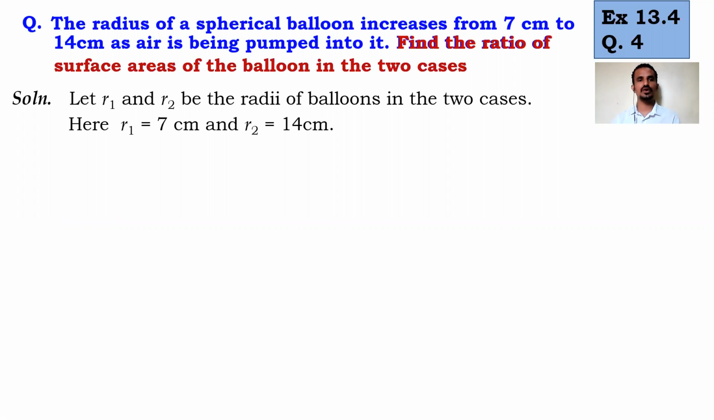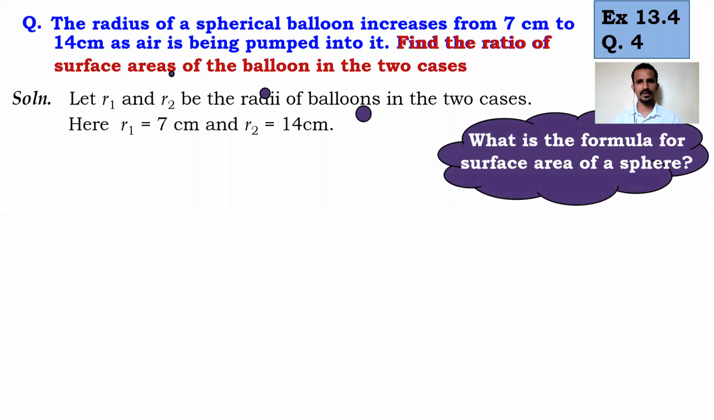And we have to find the ratio of the surface area of the balloon in 2 cases. So just take the areas in 2 cases and take their ratio. As simple as that. Okay. So you have 2 options. Either you find out the area in the first case, then you find the area in the second case, and you take their ratio. Or you can directly put it this way.